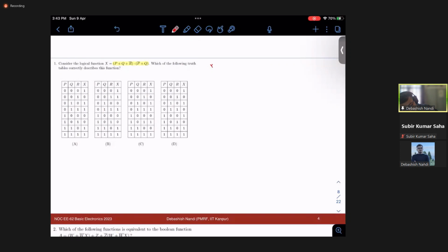So you see, you have this expression, right? (P plus Q plus R bar) and (P bar plus Q), right? So if you just use your distributive property, then you have P bar P plus Q P bar plus R bar P bar plus PQ plus QQ plus R bar Q.